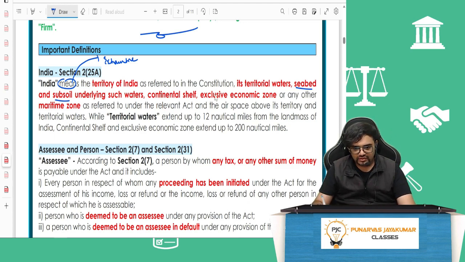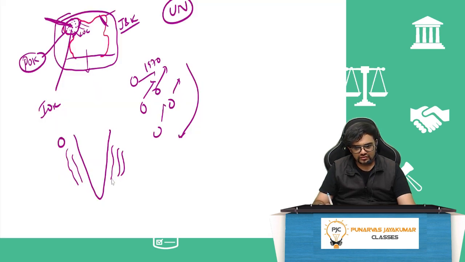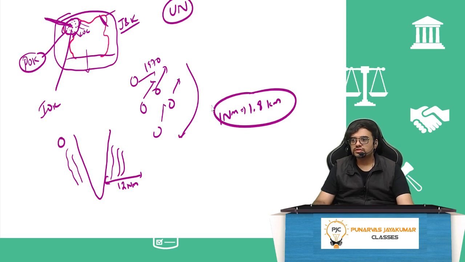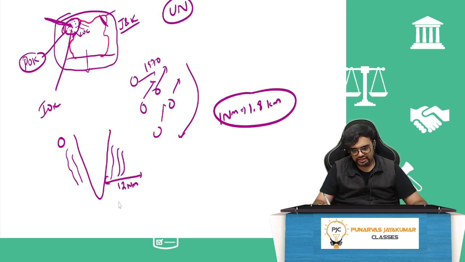So basically, see, what do territorial waters mean? We'll come to that. Territorial waters extend up to 12 nautical miles from the landmass of India. So if I go 12 nautical miles from the landmass, wherever the landmass is, I have to go 12 nautical miles. So 1 nautical mile is like 1.8 kilometers. So 12 into 1.8, some 24 kilometers approximately, will be the territorial waters of India. These are called the territorial waters, 12 nautical miles.